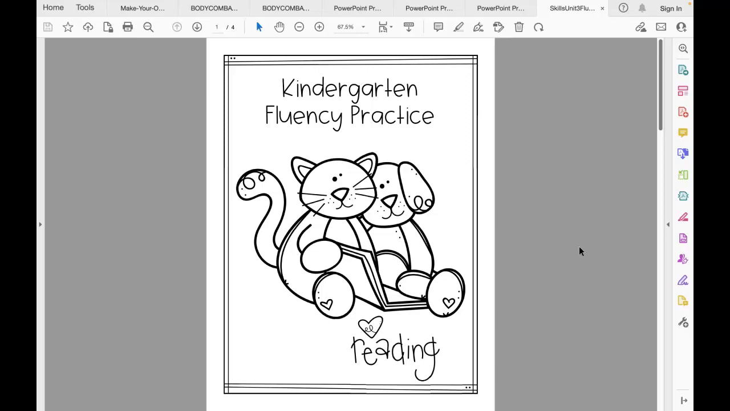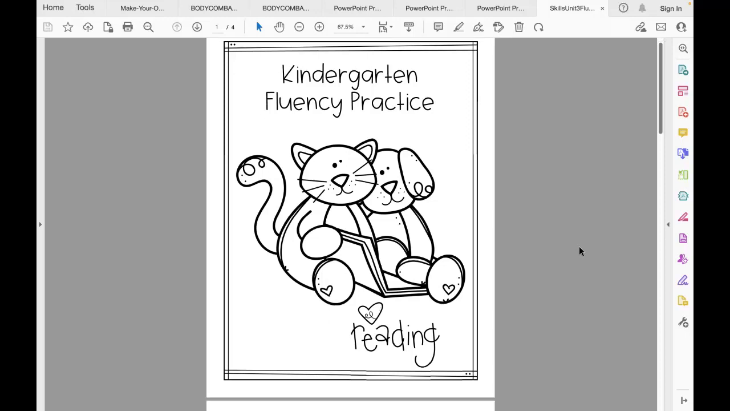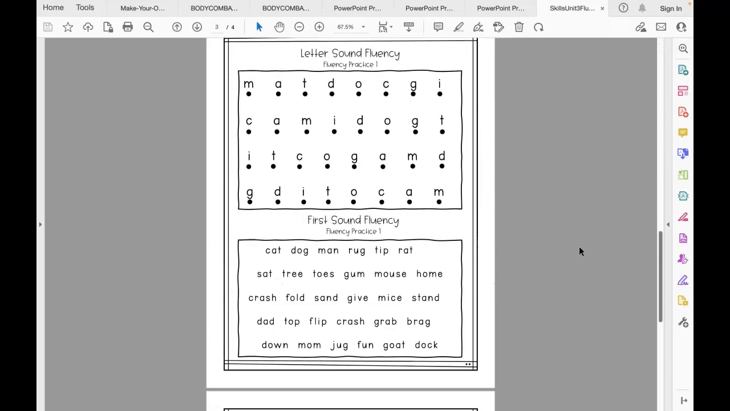on the fluency practice pages that I sent home. So I figured what I would do is just make a quick video explaining what each part of the fluency practice includes. So when you go to the first page with letter sound fluency, this is all the kindergartner.